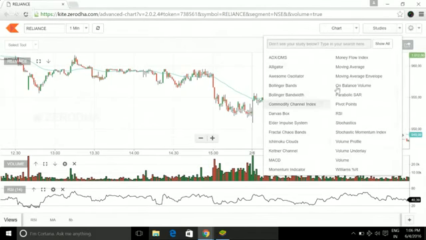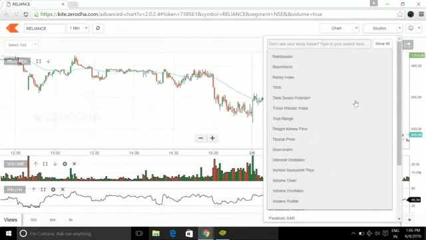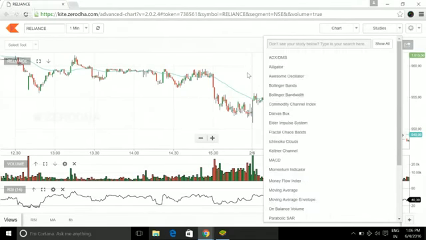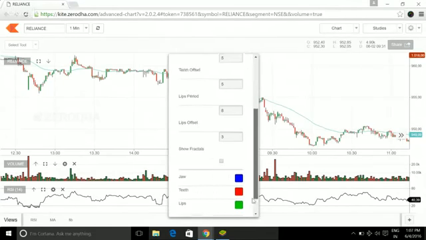Now, in studies, if you don't know the name of the indicator and you want to see everything at a time, you can click on show all. Show all will list it out, so you can just scroll up and down through all these 100 plus indicators that we show here right now. Let me add a navigator, make this look colorful, just one sec.